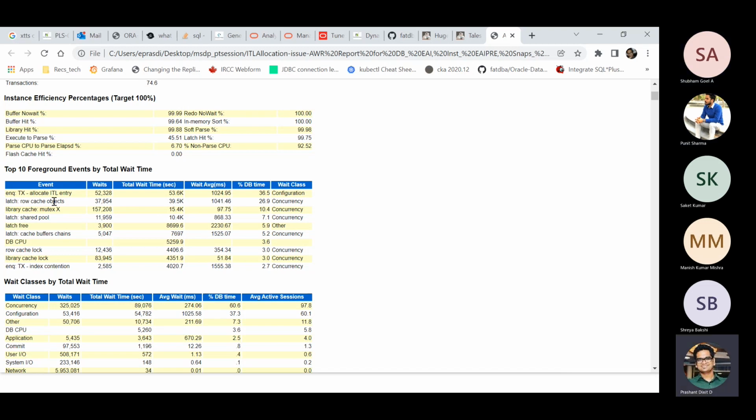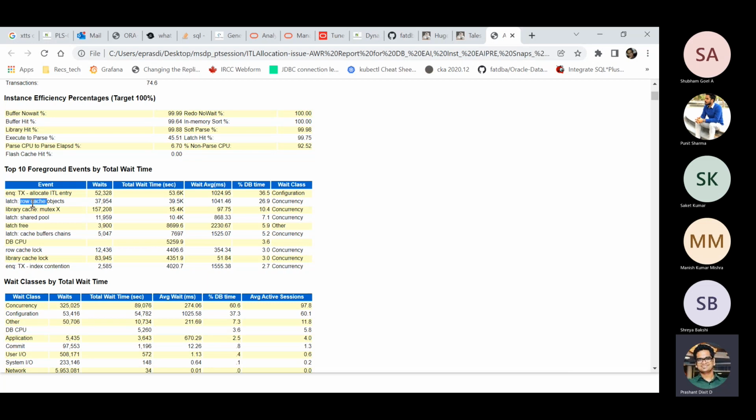Talking about a latch or a pin or a mutex, all of these things are relevant to the memory components, right? When it comes to your table and index level structure, it always happens on NQ. If you take a look, we have NQ TX, where TX stands for transaction, NQ TX allocate ITL entry. So there is this NQ and then there is a latch. Latches means it's happening on a row cache.